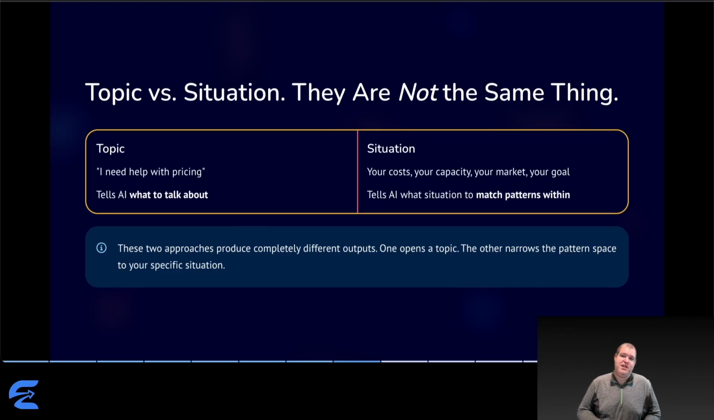Most people treat these as interchangeable, and they're not. And the difference matters. A topic tells the model what to talk about. I need help with pricing is a topic. It names a subject and opens a wide door. A situation tells the model what specific conditions to match patterns within. Your costs, your capacity, your market, your goal. That's a fundamentally different instruction. It tells the model not just the subject, but the constraints that have to be true for the answer to be actually useful. Same core question, different input signal, and a completely different pattern match.